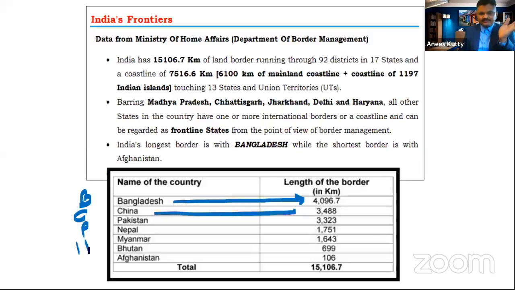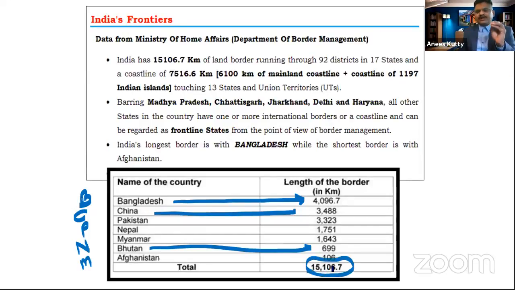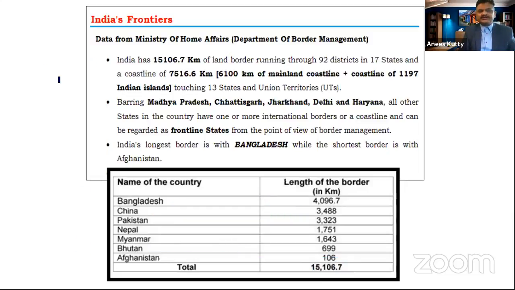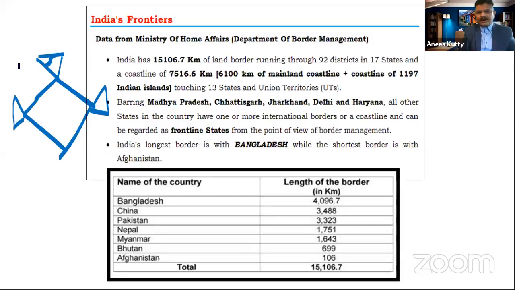Then we have Nepal. We have the border with Myanmar, and almost a 700-kilometer border is with Afghanistan. If you add all the international borders, the total is 15,106. The biggest question is whether Afghanistan borders India. Yes, according to the Home Minister, Afghanistan is now a border of Pak-occupied Kashmir. This is the most important. And here the border of Afghanistan comes. Almost it is 82,106 kilometers.